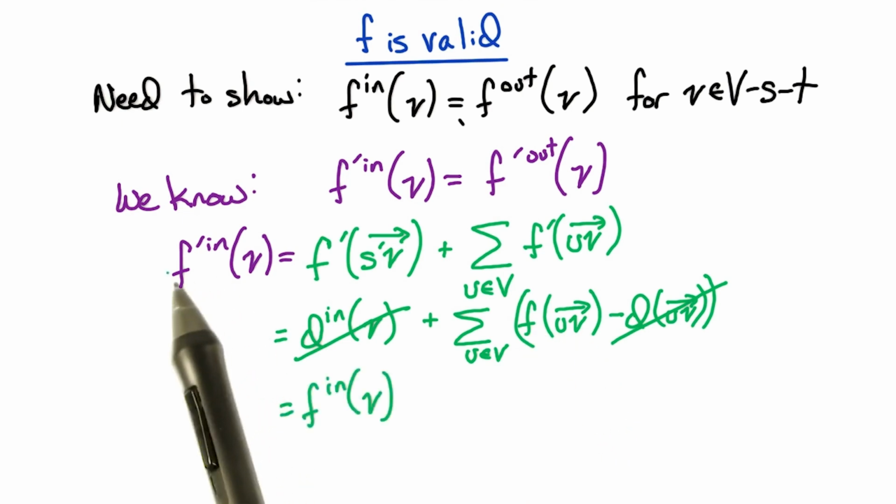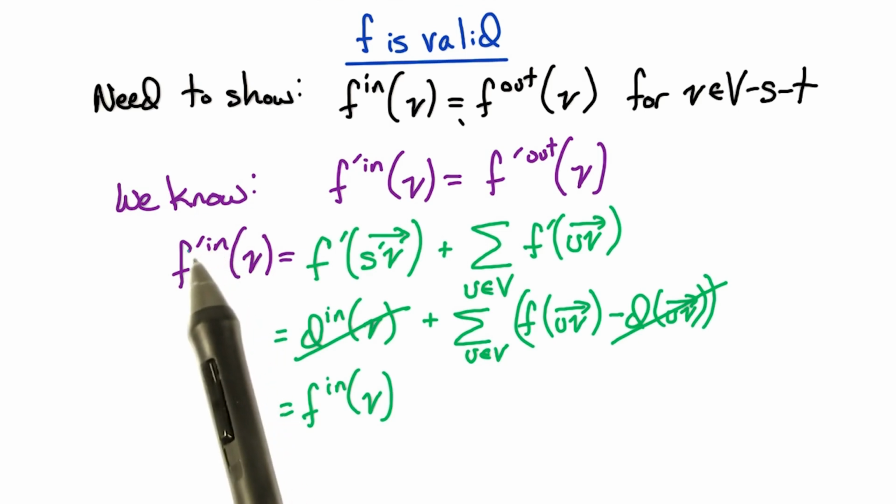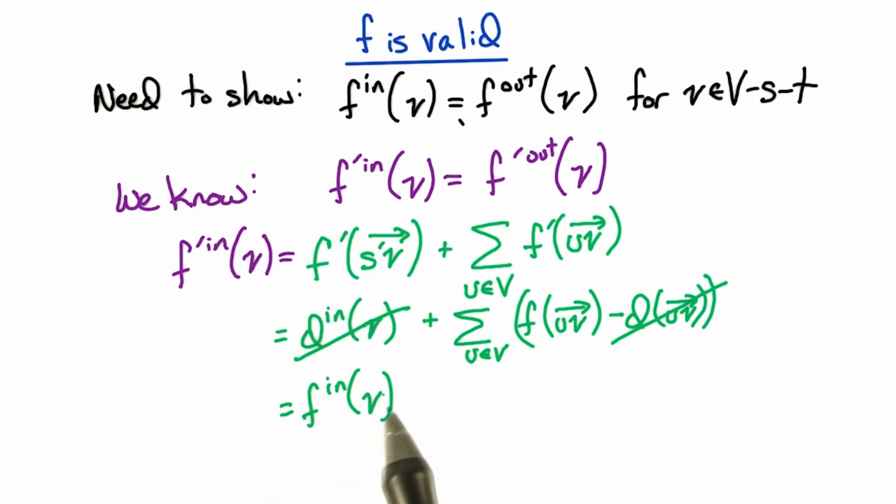So that means the flow into V under this flow F prime is equal to the flow into V in this flow F. Now that's not too surprising because we set up this capacity along this edge from S prime to offset this difference. So this was by design. But we have this nice fact. The flow into V is the same in F prime and in F.